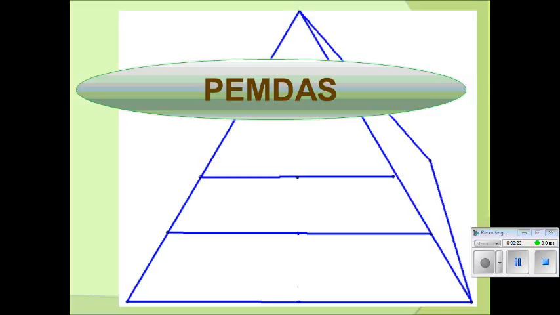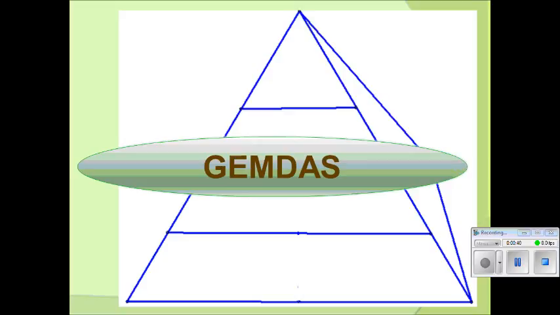The P here stands for parentheses, the E stands for exponents, M and D mean to multiply and divide left to right, A and S mean add and subtract from left to right. We're going to expand on that. Now we're going to use GEMDAS. E is still exponents, M and D, we still multiply and divide left to right, A and S, we're still adding and subtracting. But now, instead of a P, which only talks about parentheses, we're going to use a G to talk about all grouping symbols.